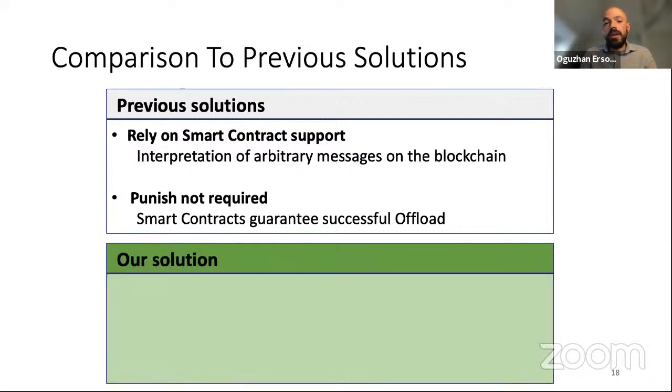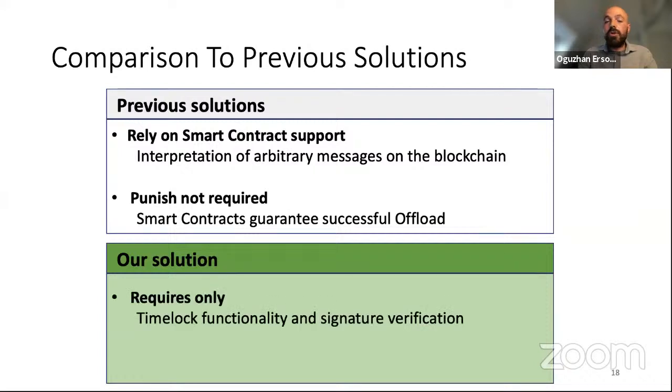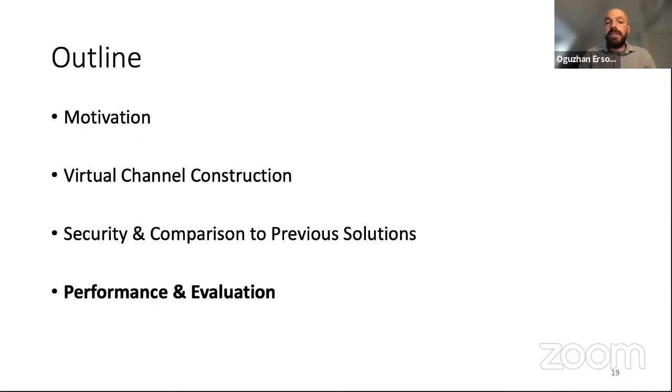For our case, we don't require smart contracts, we only require time locks and signature verification. And this is available in almost every cryptocurrency. This makes it compatible with most of the existing cryptocurrencies having scripting abilities. But because of the UTXO model we have and the limited script language, our solution requires punishment in the case of misbehavior. Now let's move to the performance and evaluation of our system.